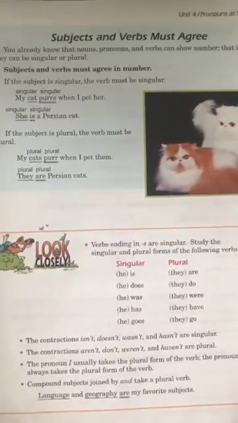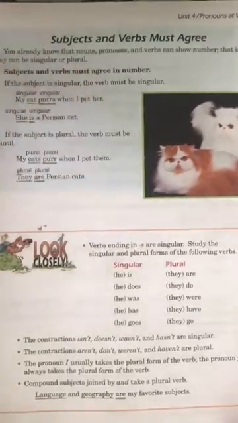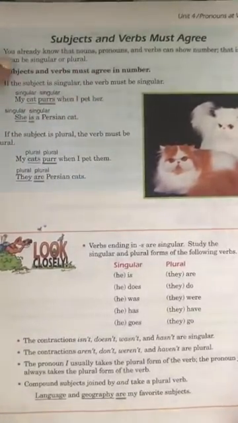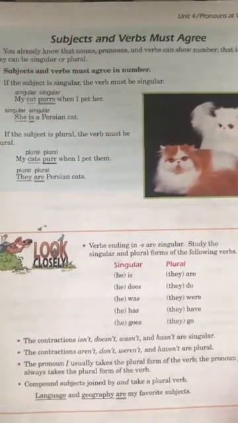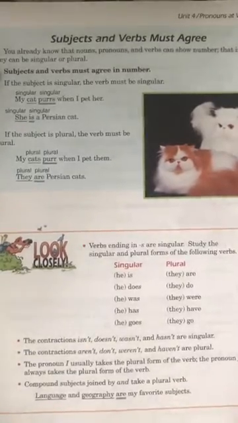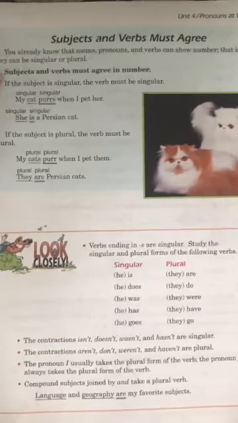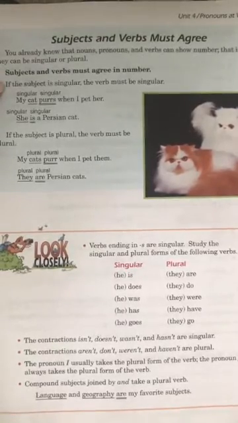Here it says you already know that nouns, pronouns, and verbs can show number. That is, they can be singular or plural, and we've been doing that for quite a while. We know whether it's talking about one or more than one. But subjects and verbs must agree. If the subject is singular, then the verb must be singular.